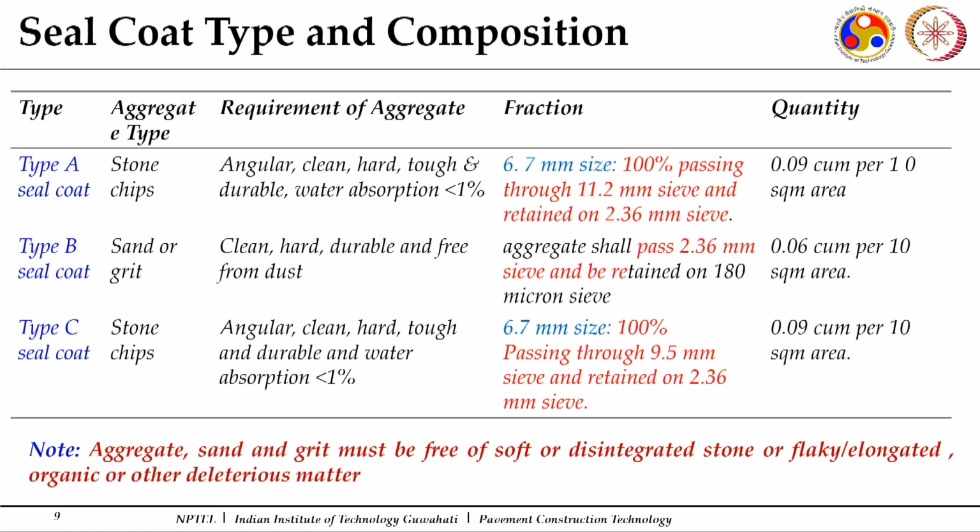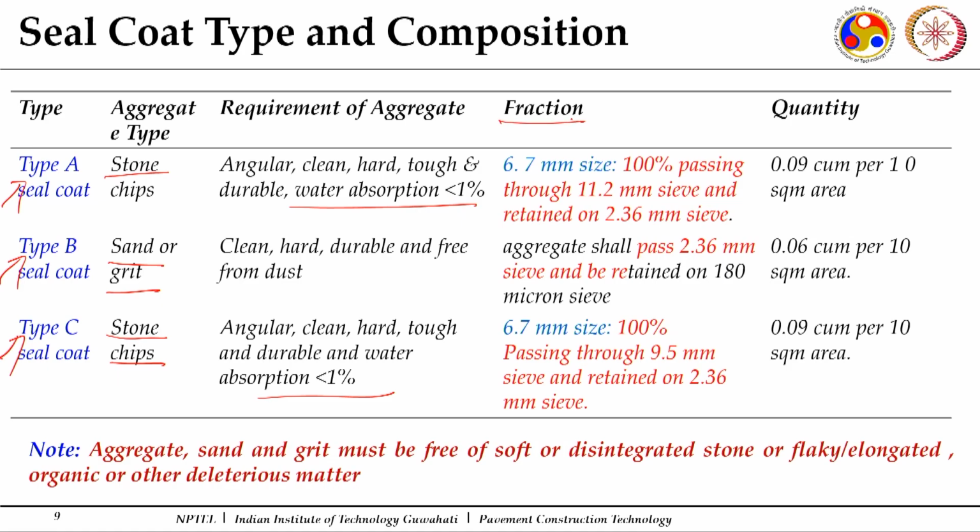Now the requirements of the aggregates for the seal coats are given here. Again, some specific requirements are mentioned. For type A, stone chips, sand or grit can be used, and here also stone chips, because we make the application once the bituminous binder is applied. An important part is that these chips, which are applied over the bituminous binder, should have a water absorption of less than 1%. In this case too, when we are using the bigger sizes, the water absorption should be less than 1%. Now what fraction are we using?